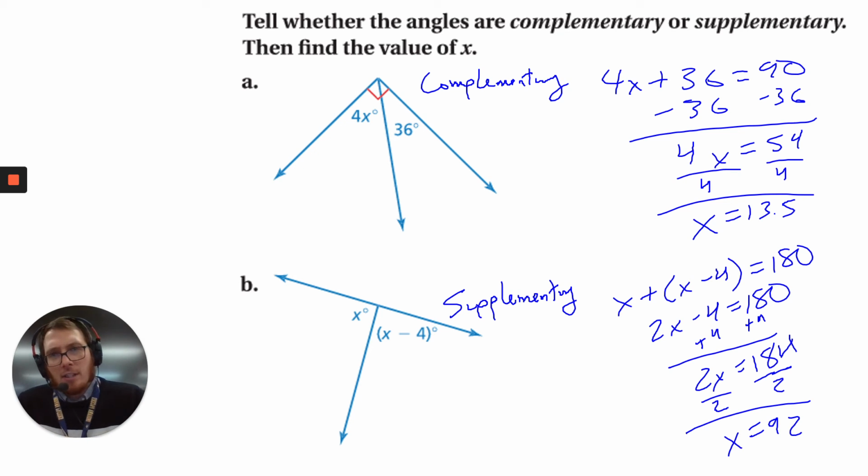You could subtract 36 right away and say 4x equals 54. That would also work. I think you want to make sure you know the approach of dealing with two-step equations still. Okay, the second one probably shows that a little bit better.